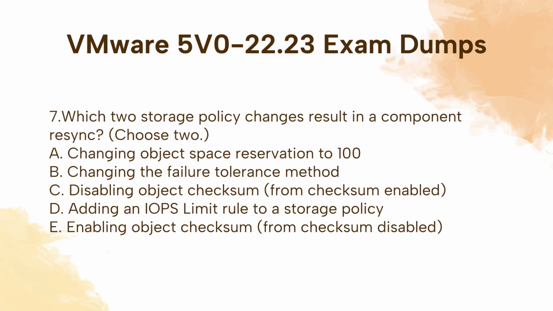7. Which 2 storage policy changes result in a component resync? Choose 2. A. Changing object space reservation to 100. B. Changing the failure tolerance method. C. Disabling object checksum from checksum enabled. D. Adding an IOPS limit rule to a storage policy. E. Enabling object checksum from checksum disabled.